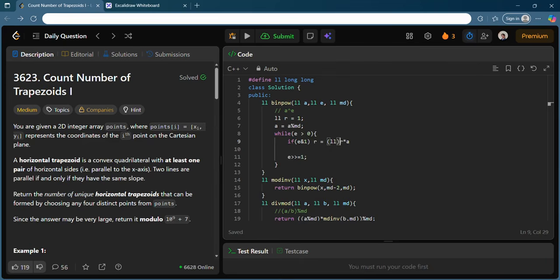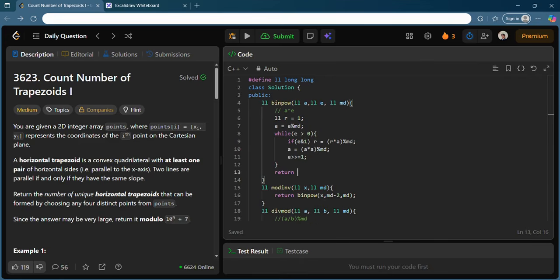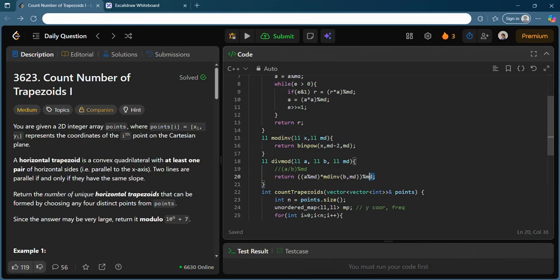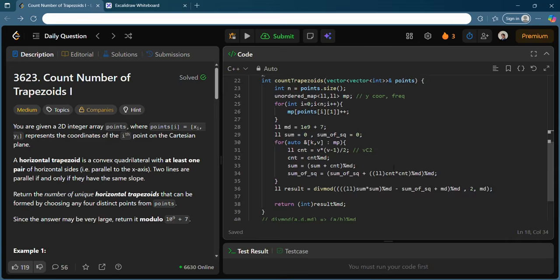So if you are trying to do the mod, how can you do it? It's very simple. You can just do this. See, these all are ll, so no need to typecast it. You can just directly perform this modulo, and every time what you can also do is a equal to a into a, so perform a mod over here also. So I guess you have it with you, and at the end you can simply return r, the result.